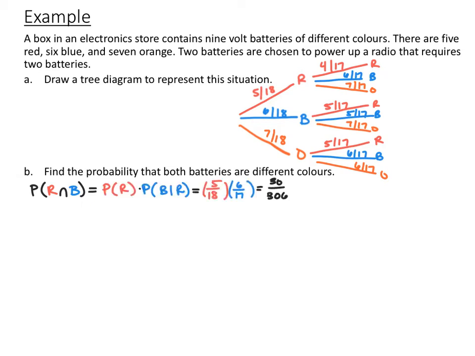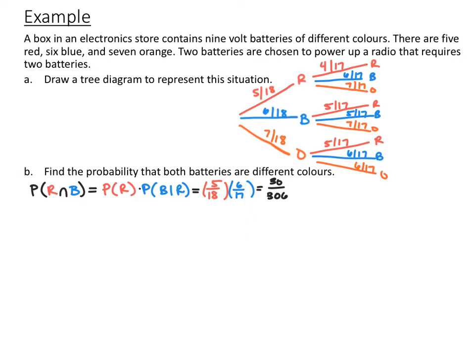So the probability that the first one is red and the second one is blue, well, that's the probability that the first one is red times the probability that you pick a blue one given that you've already picked a red one. So that's this first branch and then to the blue. So 5 out of 18 times 6 out of 17 is 30 out of 306. So this is one way both batteries could be a different color.